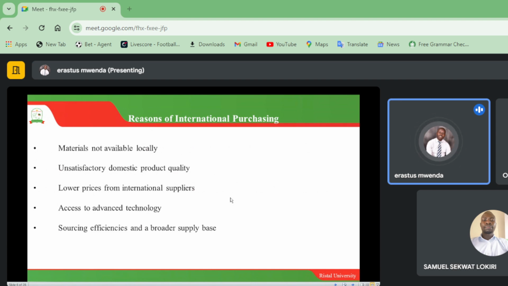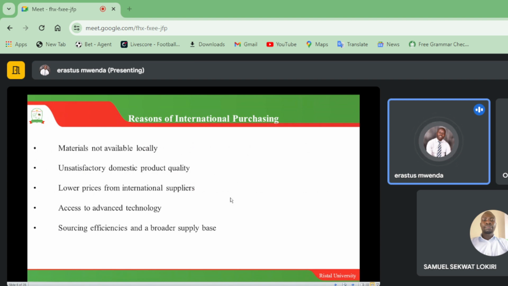Another reason that we do international purchasing, number two, is unsatisfactory domestic product quality. You could be having issues with the quality of the item. You don't feel satisfied with that kind of quality, so you decide to focus on an international market to get a better good. I've just talked about my friend who has now discovered a different source where they can get small things that are not charged much in terms of taxation.